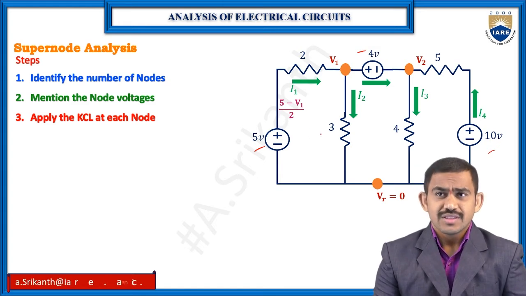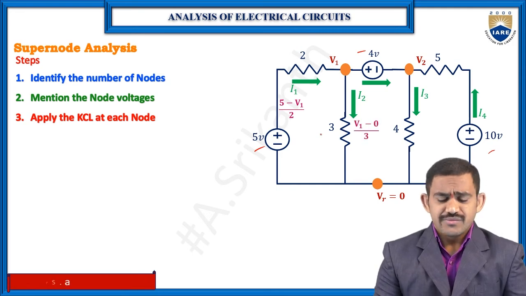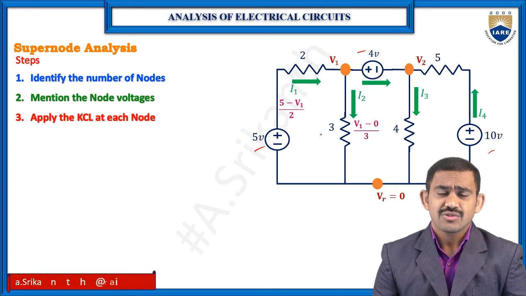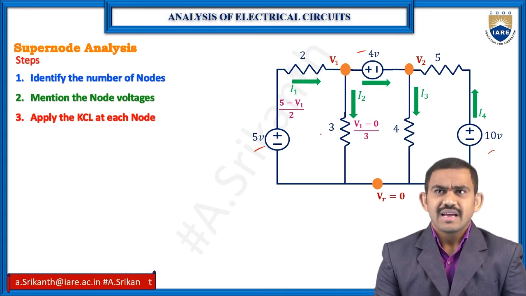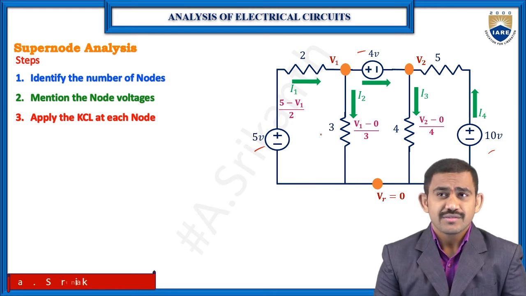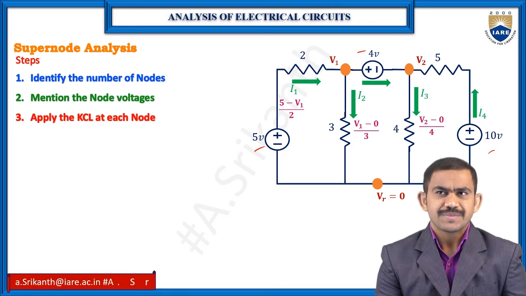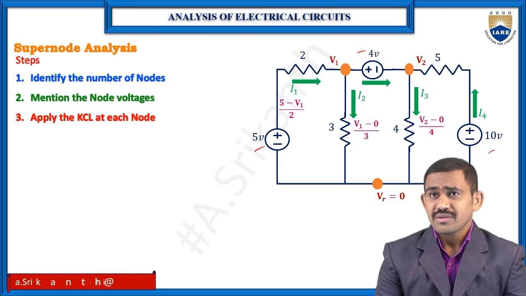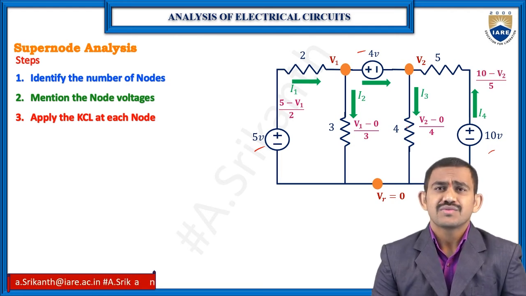Coming to the 3 ohm resistor current, the I2 current. The current direction is from V1 to VR, so I2 is V1 minus 0 by 3. Same for the I3 current: V2 minus 0 by 4. Here V1, here V2, just observe. Finally, I4: the direction is from 10 to V2, so it is 10 minus V2 by the 5 ohm resistor. That gives the current values for each branch.